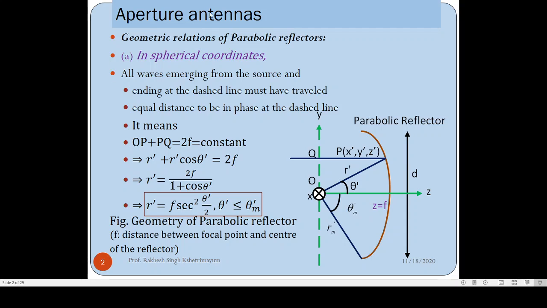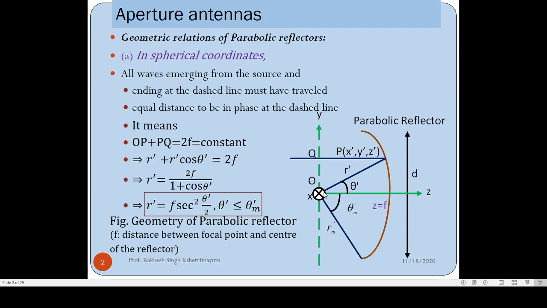So in this class, we'll discuss the parabolic reflectors. First, we'll try to find the geometric relations of parabolic reflectors in spherical coordinates. Look at this diagram. This is a parabolic reflector here. The dimension is d here, and this is a coordinate system.